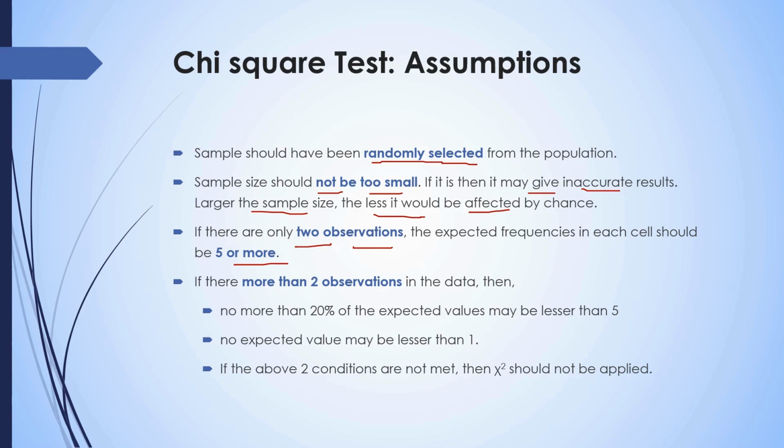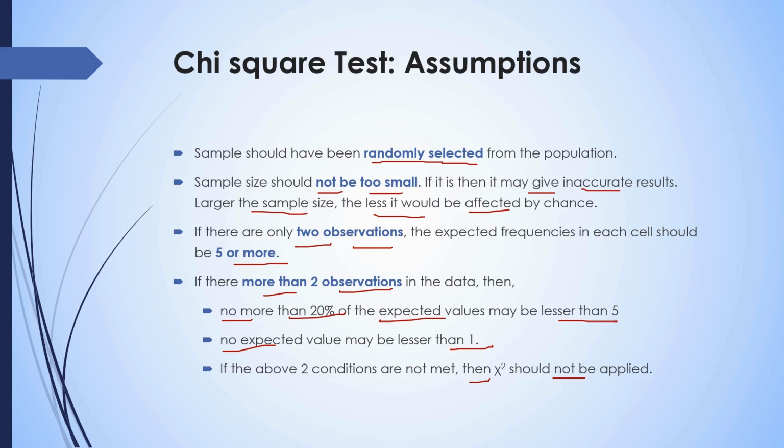In case your data table has more than 2 observations, then not more than 20% of the expected values should be lesser than 5, and no expected value should be lesser than 1. Now, this is also a very important assumption, that if you have more than 2 observations in the data table, then not more than 20% of the expected values should be lesser than 5, and no expected value should be lesser than 1. If the above two conditions are not met, then chi-square should not be applied.